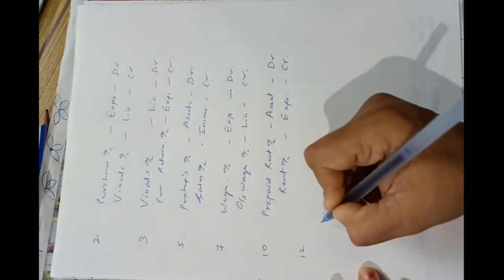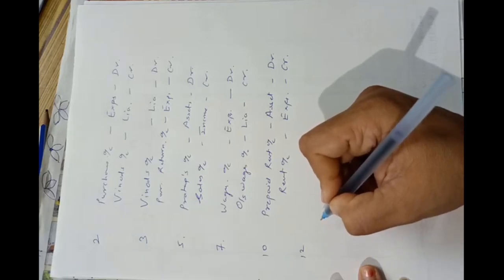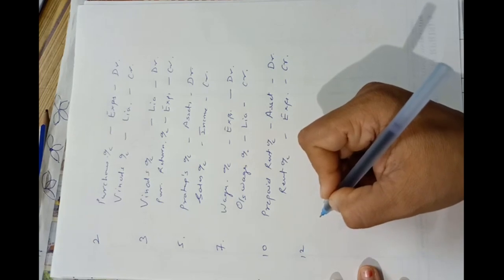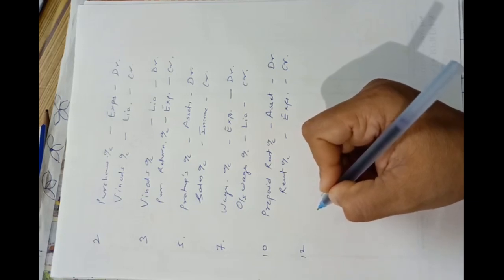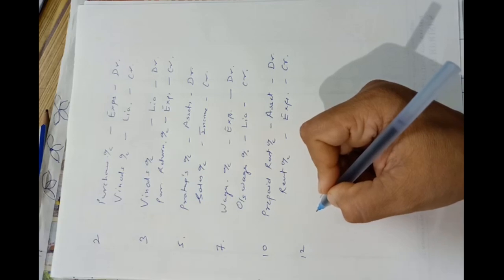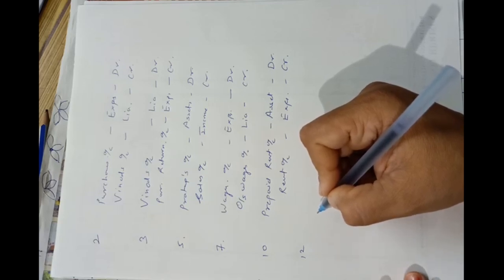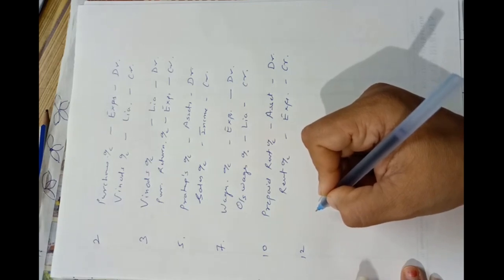Now 12th June, provide 10% depreciation on furniture costing rupees 50,000. Here furniture's cost is given rupees 50,000. ही फर्निचरची प्राइस दिलेली आहे, किंमत दिलेली आहे 50,000, and they told us to provide 10% depreciation. 10% of 50,000 will be rupees 5,000. So depreciation is rupees 5,000.